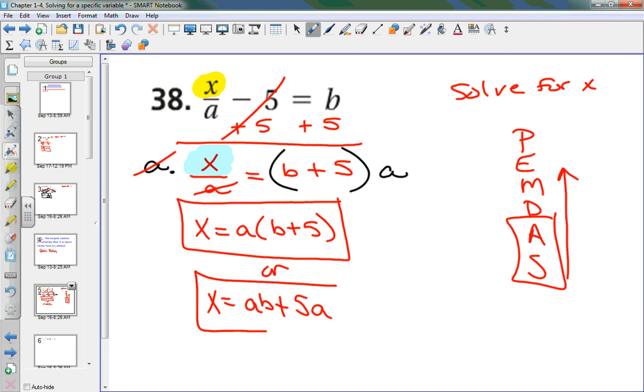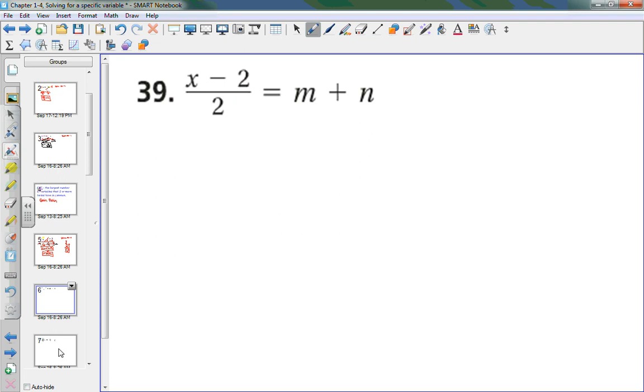I would accept either or. Okay? 39. Again, we're solving for x. Here's my x.